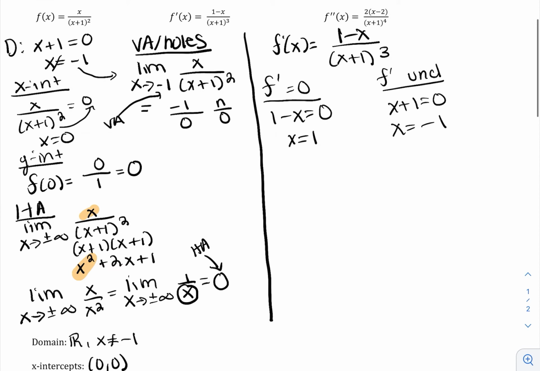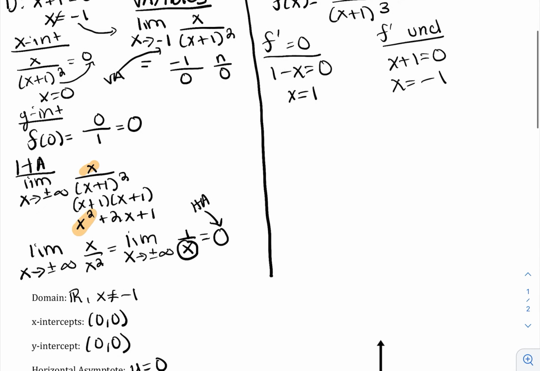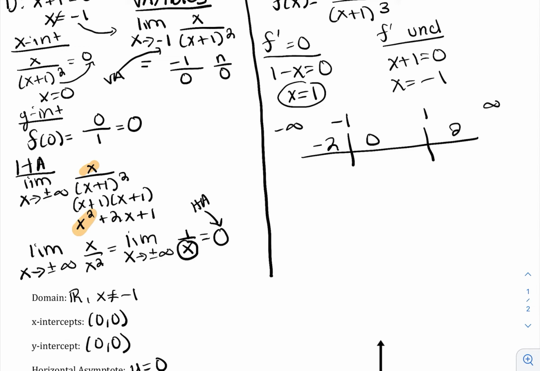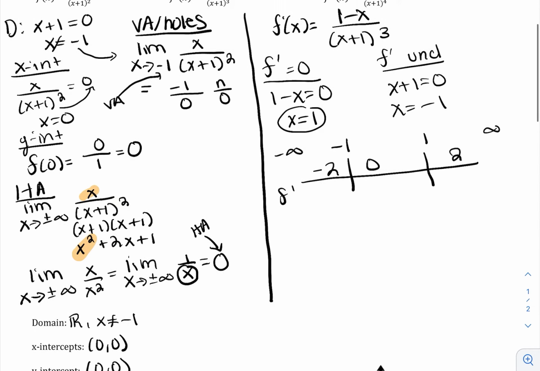So I have two partition numbers, and out of those two partition numbers, one is a critical number, the one that's part of the domain. So this one is the critical number. But when I create my sign chart, I use all the partition numbers. So I'm going to pick -2, 0, 2. I'm testing it into f prime, which is what I wrote above.